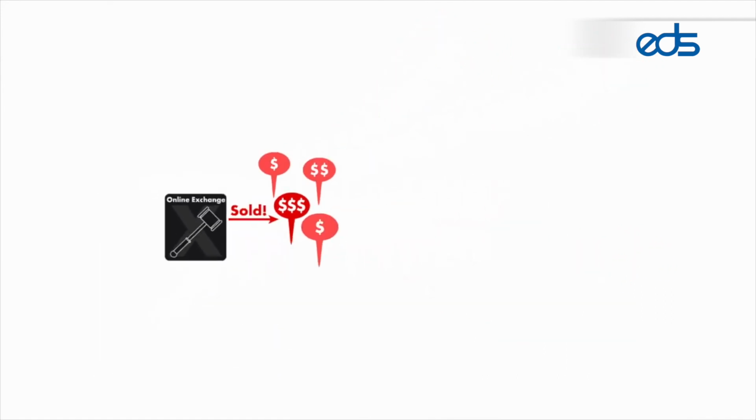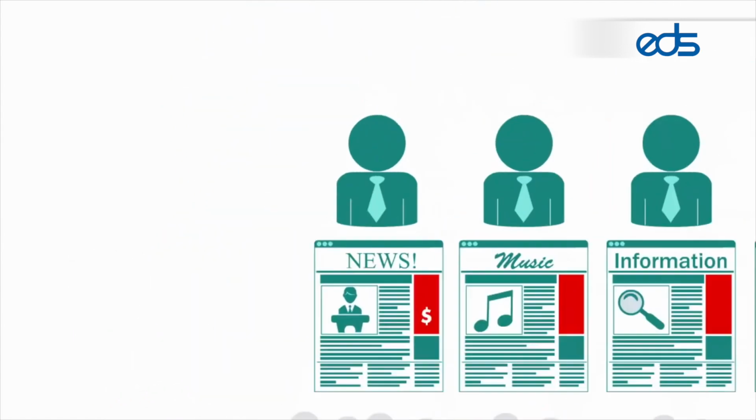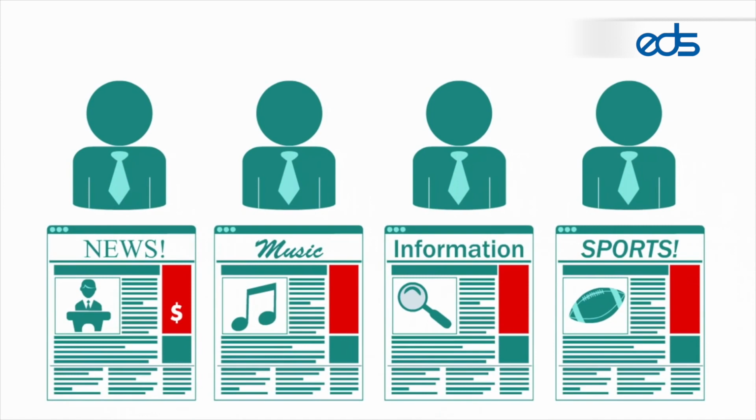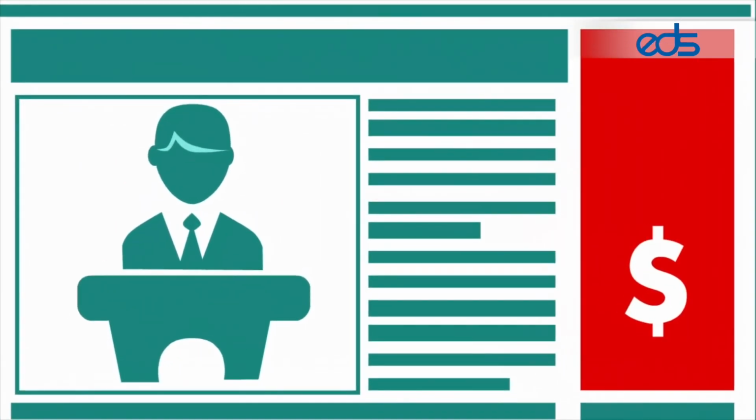The process begins when you visit a publisher's webpage. The publisher is the website owner. Publishers generate content such as news, music, information, sports, and other entertainment. This content draws an audience, and the publisher sells ad space to advertisers who want to reach that audience.